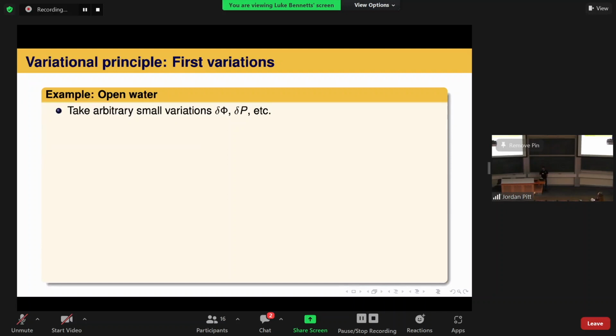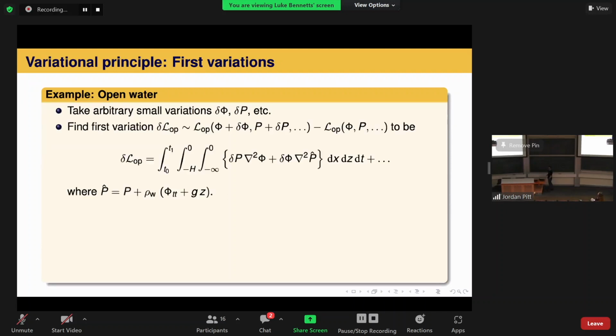And I denote those variations with deltas. And then we're going to find the first variation of the Lagrangian with those variations in. So that means that we're going to retain all the terms that are proportional to a variation and nothing else, so no higher orders or anything like that. And then you have the fun, lots of integration by parts. And I'm not going to present you with all the gore there.